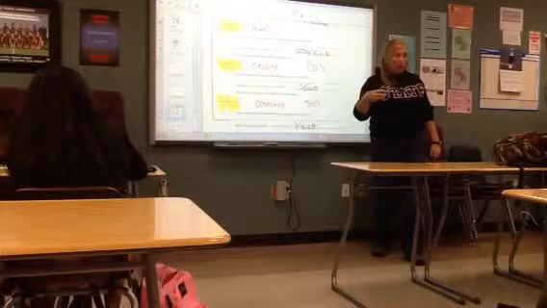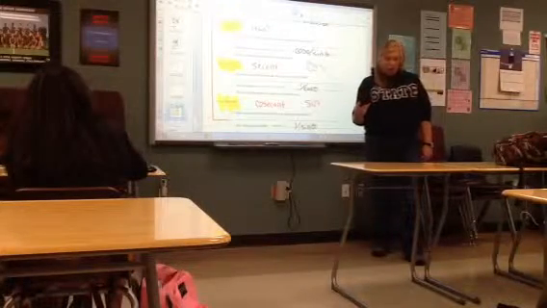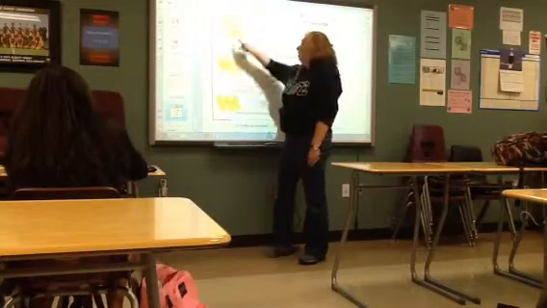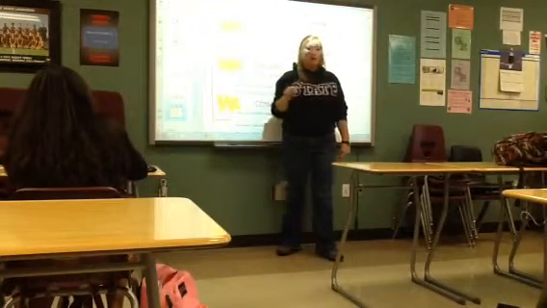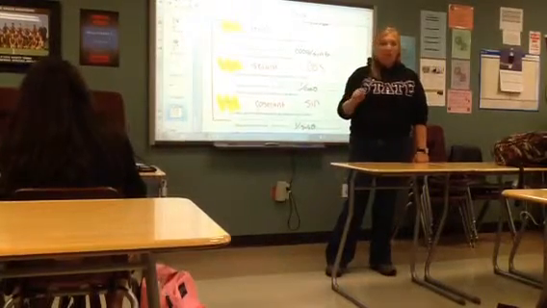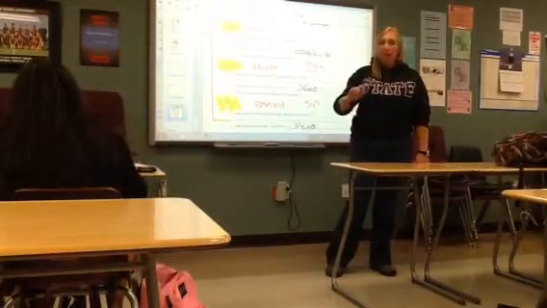Sine, cosine, and tangent. There are three other ones that no one ever told you about. They are cotangent, secant, and cosecant. Cotangent is the reciprocal, not the opposite, the reciprocal of tangent. What does reciprocal mean? You flip it.